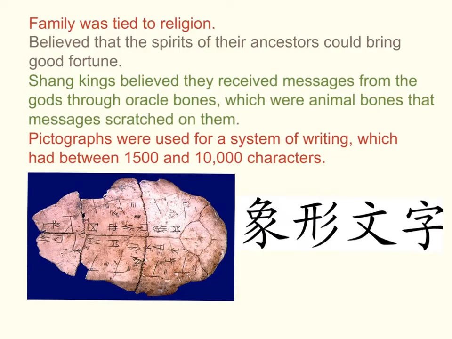Also developed by the Shang was a system of writing called pictographs. You see that right here. They were used for a system of writing which had between 1,500 and 10,000 characters. Imagine having to learn a 10,000 character alphabet. Well, that's what the Chinese had to do.